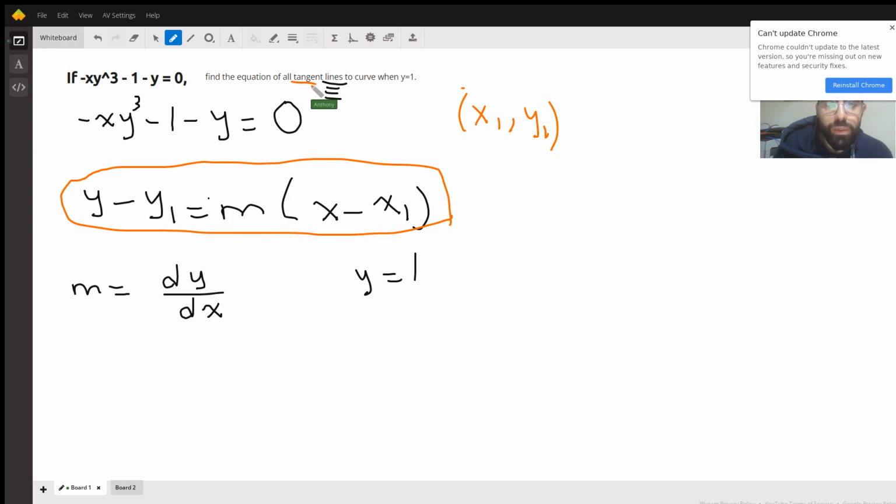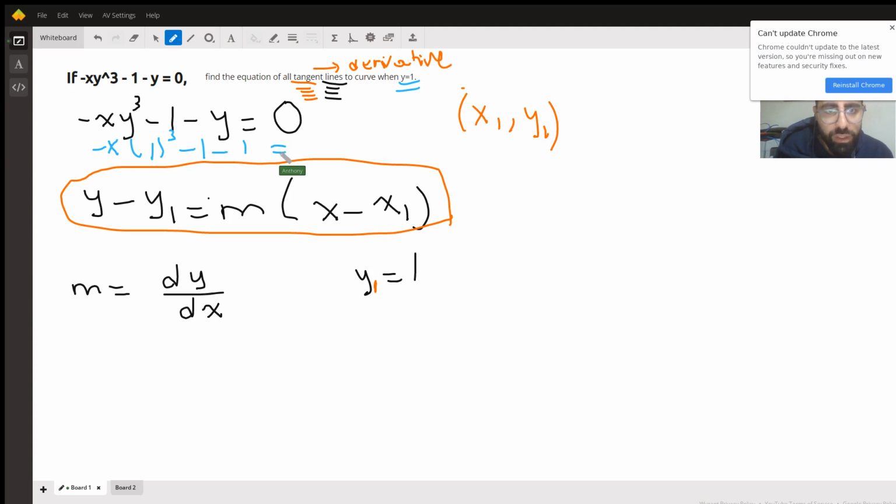But whenever we see the word tangent, the slope of the tangent is always the derivative. So in order to find m, we need to find dy by dx, the derivative of y with respect to x, when y is 1. We have y1 is equal to 1. We don't have x1. We need to substitute in the equation of the curve to find x1. We put y equal to 1, as given in the problem, to determine x1.